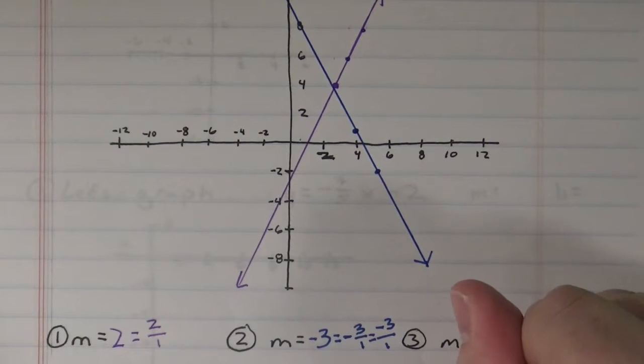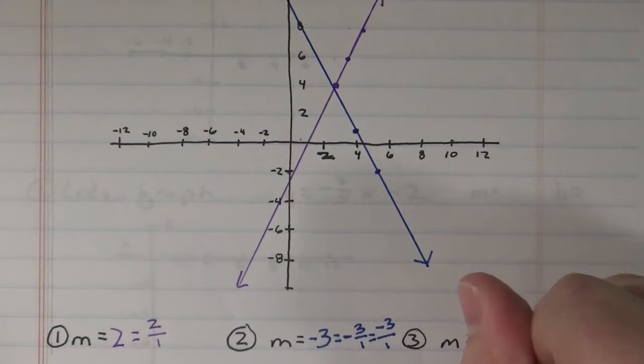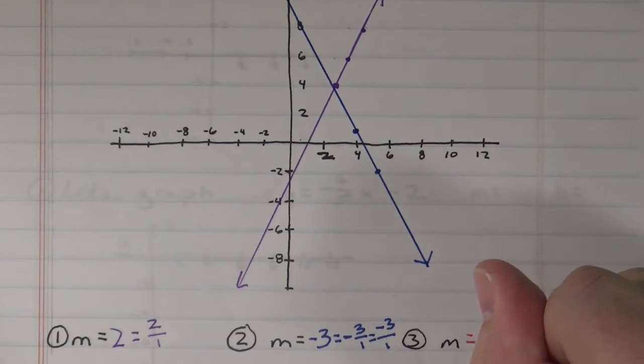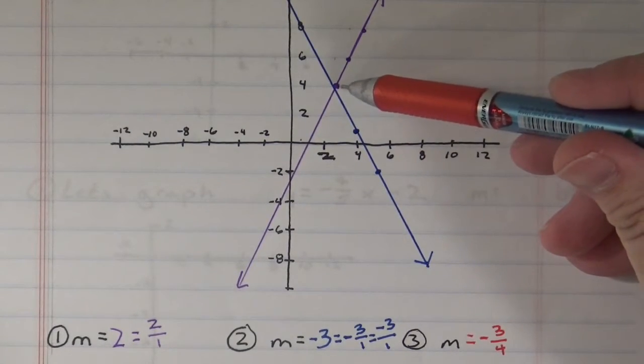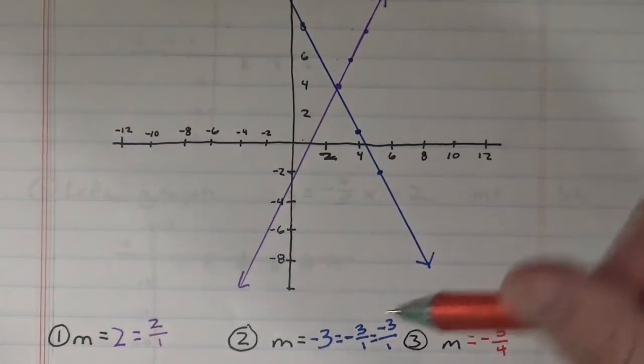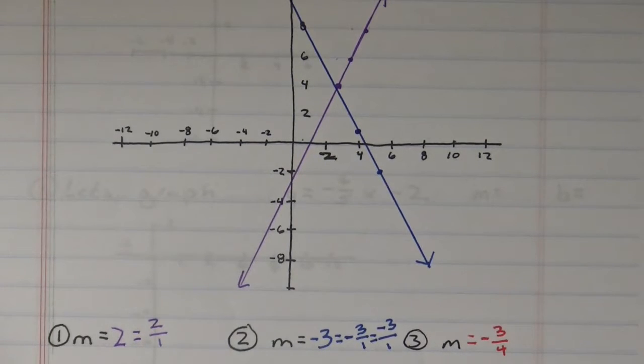All right, let's do one more, and I'm going to get you to try this one on your own. Let's say that the slope is negative 3/4. All right, so the slope for this one is negative 3/4. You want to start with your point 3, 4 and draw your line. Okay, pause your video and come back.